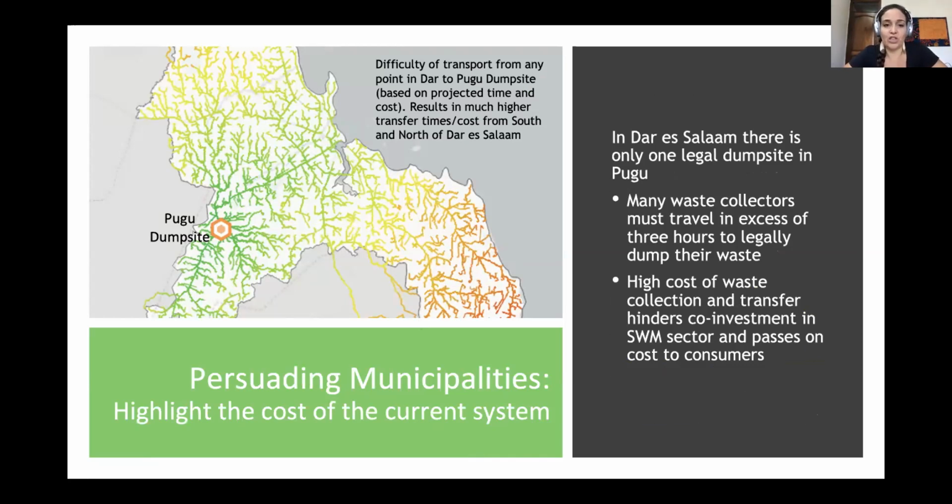Another mapping that we have done, another way of showing information that can help persuade the government, is this dot that you can see. The Pugo dump site is the only official dump site. We have no landfills in Dar es Salaam. We only have a dump site, and that's the official one. So this is a mapping of how long it takes and the costs involved in transporting the waste from different areas of Dar es Salaam to the Pugo dump site. The greener it is, the cheaper it is to take the waste to Pugo, and the more it gets red, the worse and less cost effective it is.